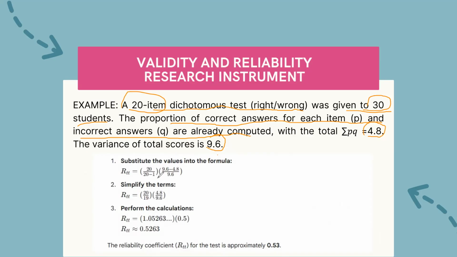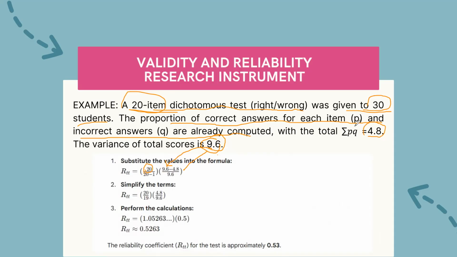Sorry about that. So once again, we have here N, which is the number of items in the test. In this case, we have a 20-item test. That's why 20 is placed there. Next is the standard deviation of the total scores of the test, and it's given as well. It's 9.6. That's why we have here 9.6.